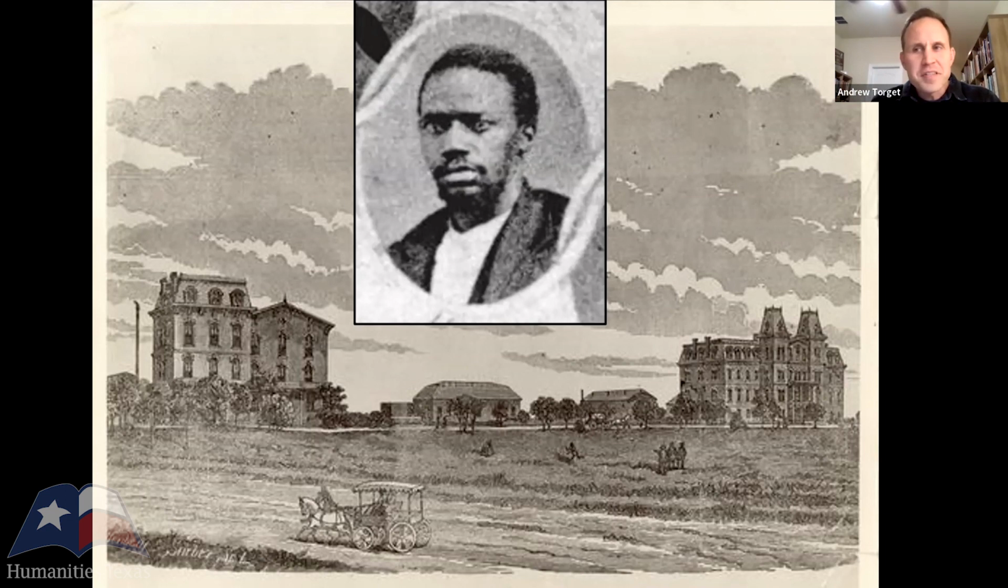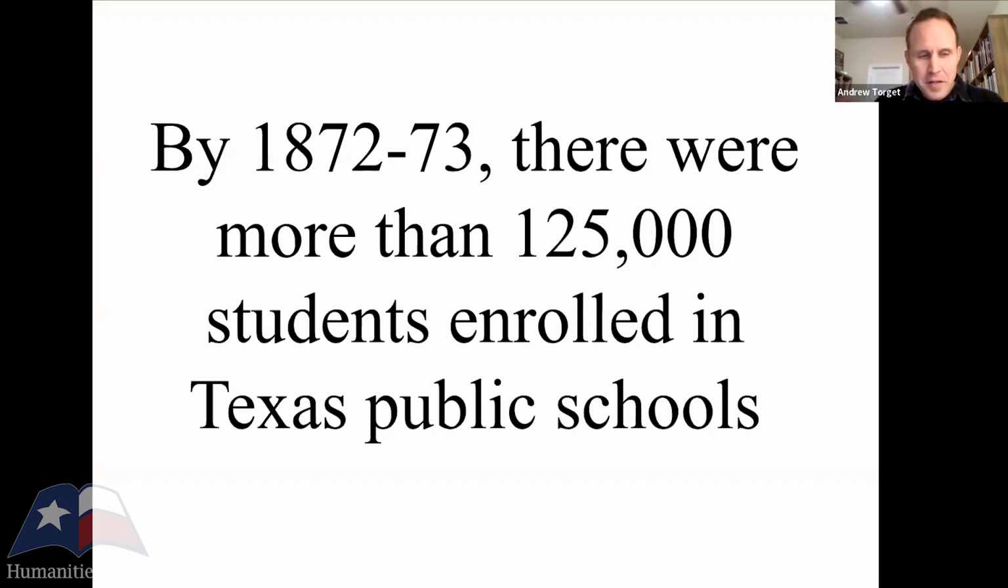But it's not just universities. The main part of it is what we call K through 12 today. And these were open to Anglo-American kids, African-American kids, Mexican-American kids. It was open to pretty much everybody. And you can see by the early 1870s, there are more than 125,000 students enrolled in Texas public schools. That's a massive shift that had not happened before, that did not exist before, that is being created out of whole cloth by the Republicans in the state legislature.